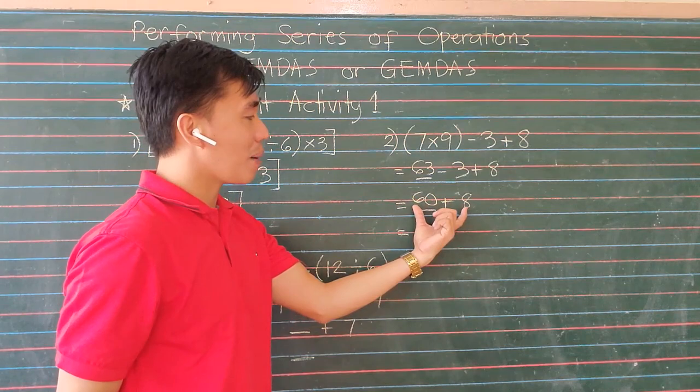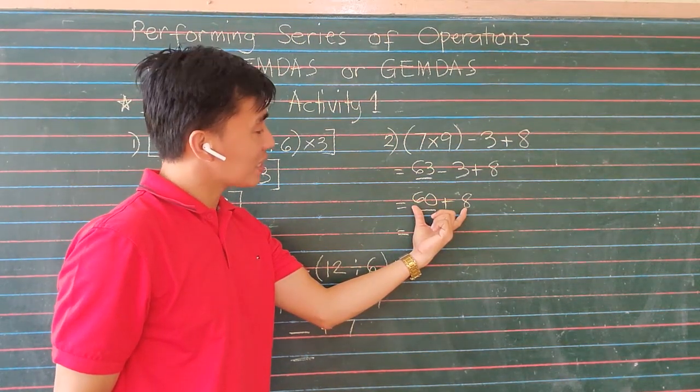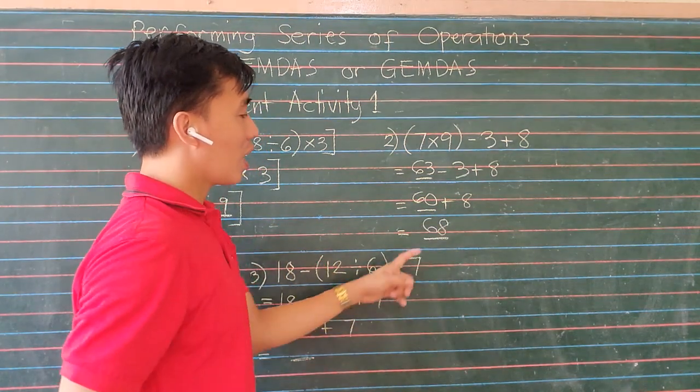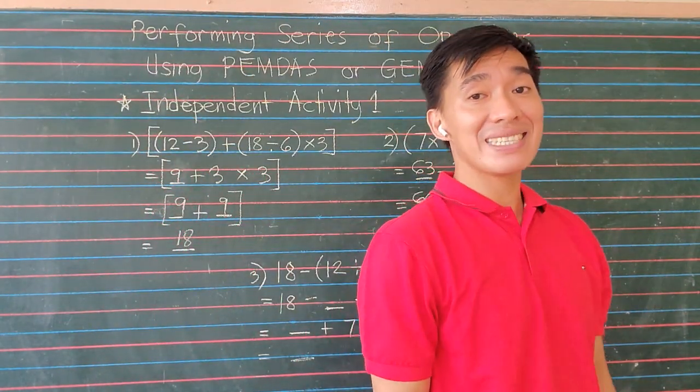Then the last step is 60 plus 8, which is equal to 68. So the answer for number 2 is 68.